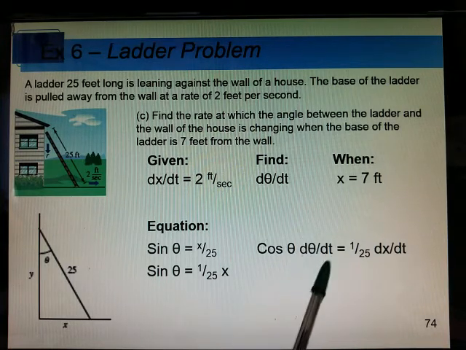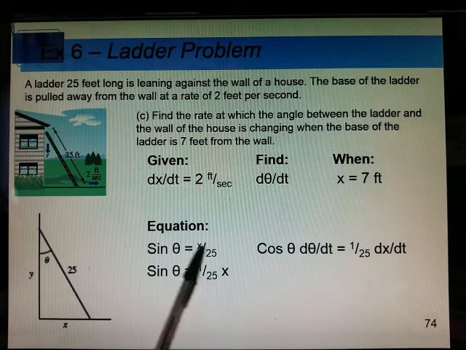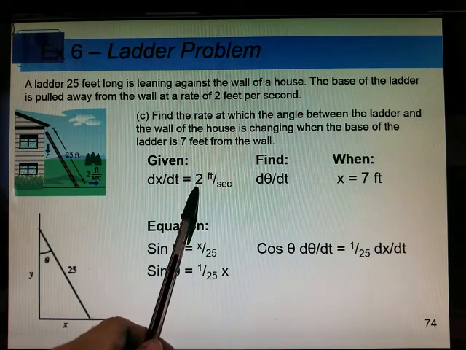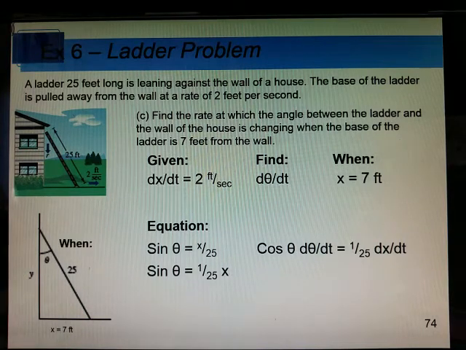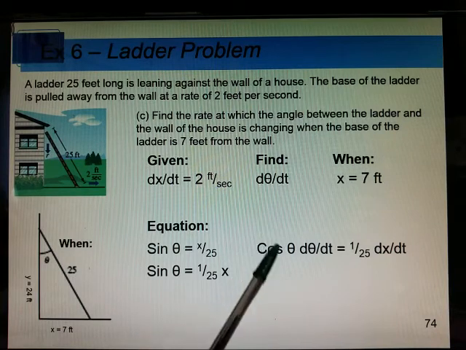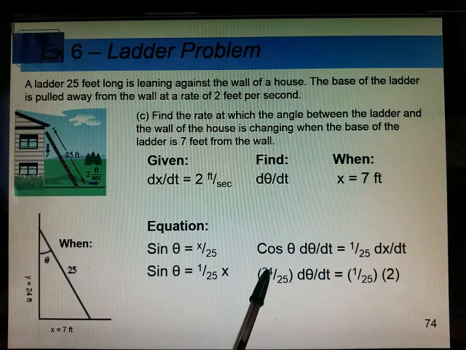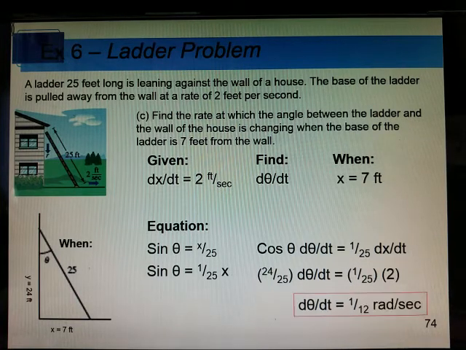That's what I'm looking for. This derivative, 1/25 dx/dt. So there's dx/dt. Cosine of theta, off of my when, cosine of theta would be 24 over 25. That dx/dt was 2. Multiply both sides by its reciprocal, and there's my d theta/dt. And that'll always be in radians per second. That's not going to be in degrees. These will always be in radians when we talk about the change in an angle measure. It won't work correctly with degrees.